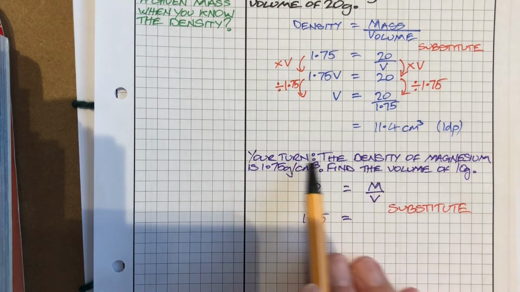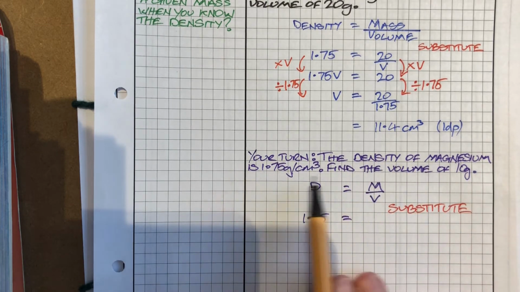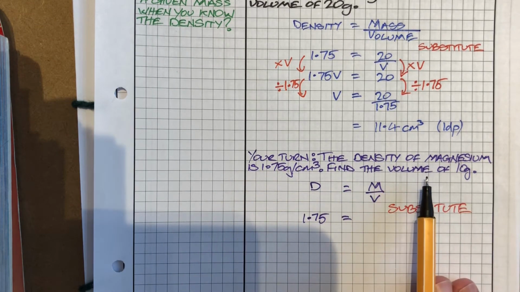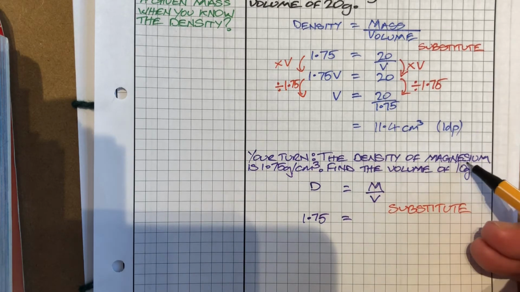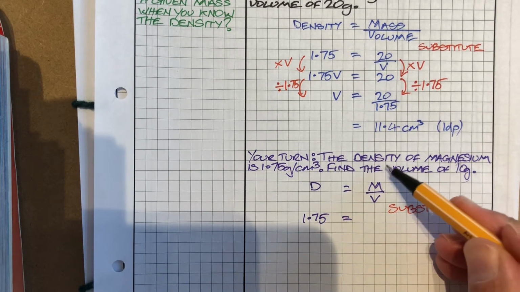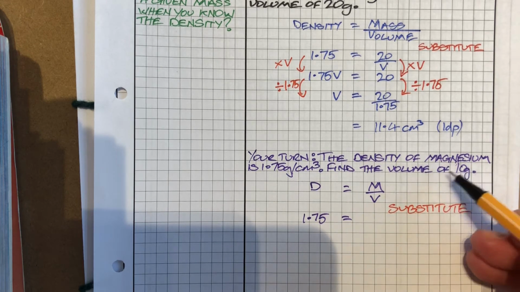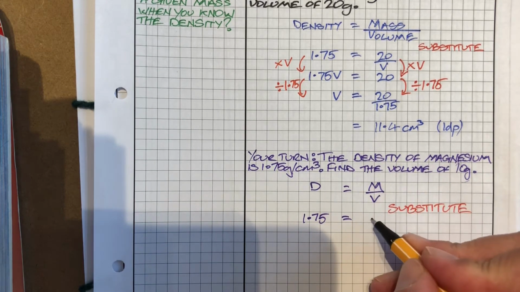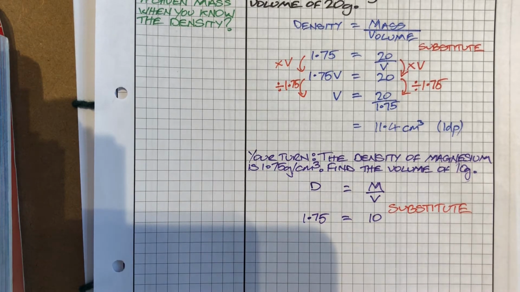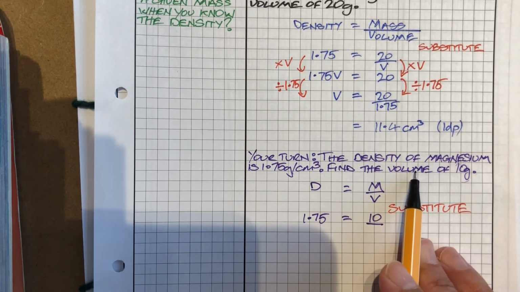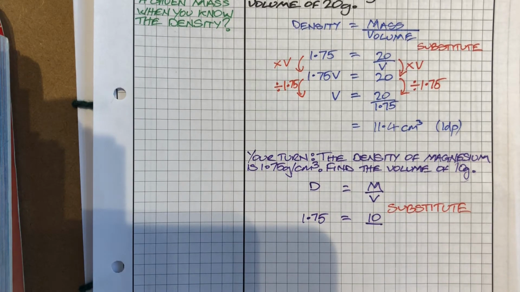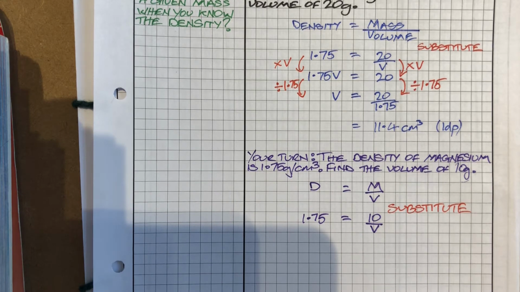M is mass. It's not identified here, is it? But we do know that mass can be measured in grams. So this is a mass here. Even though it's next to the word volume, it isn't a volume, it's a mass. So make sure that you replace M by 10. And then we're being told to find the volume. That must mean we don't know what the volume is. So V will stay in the equation.